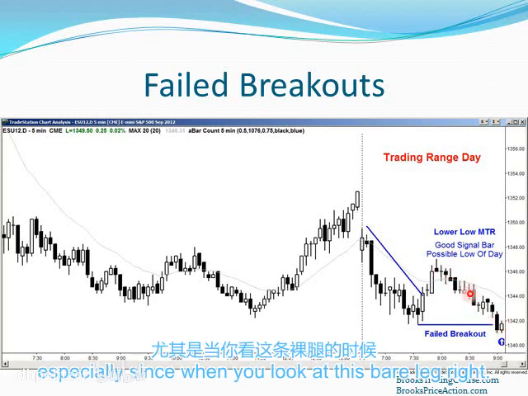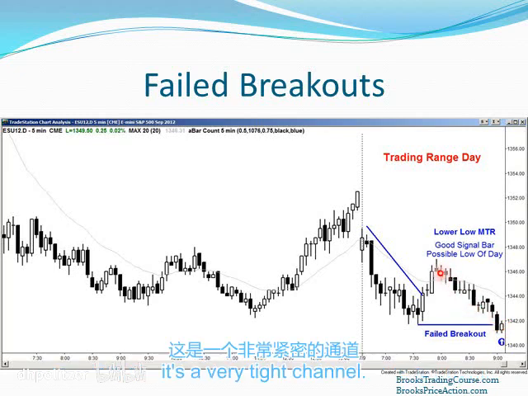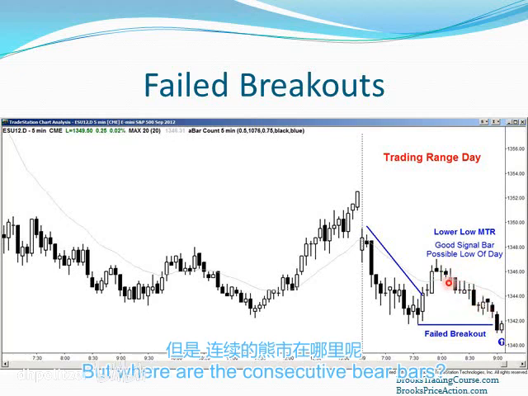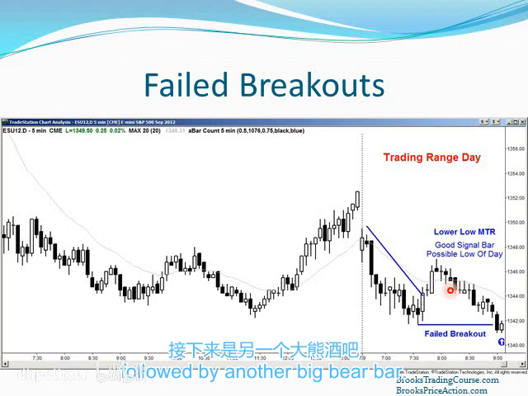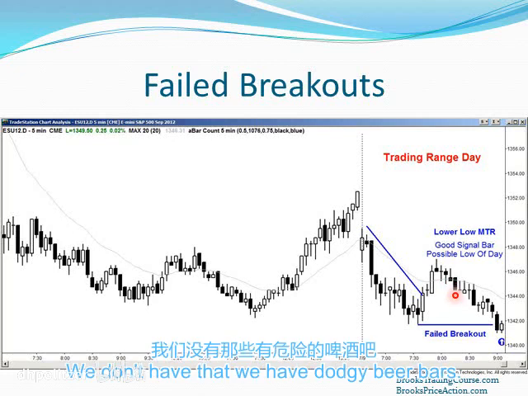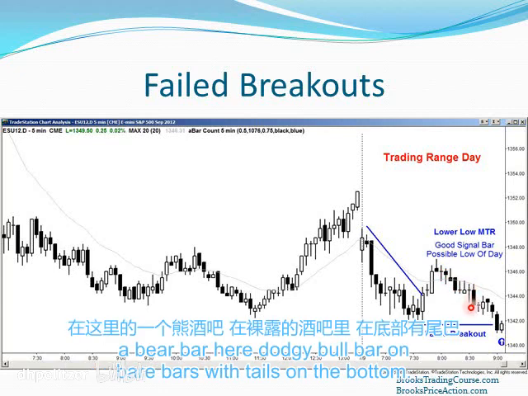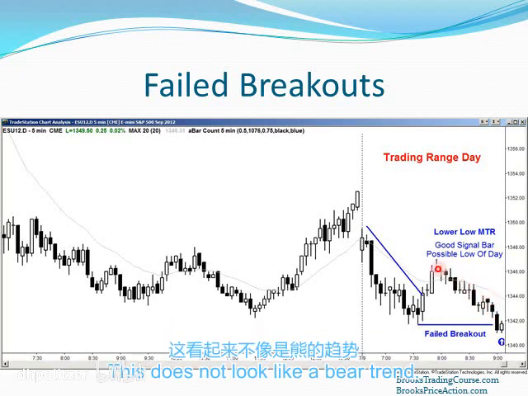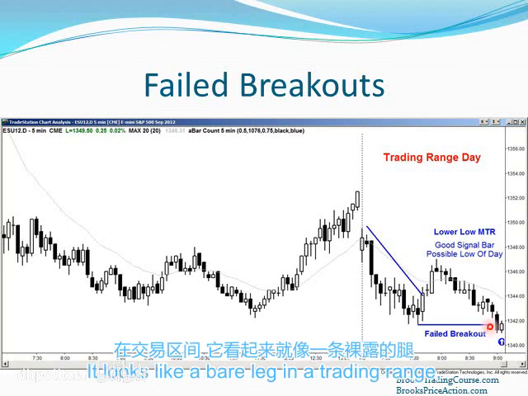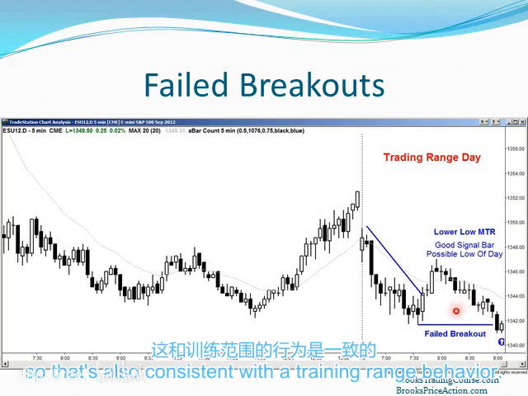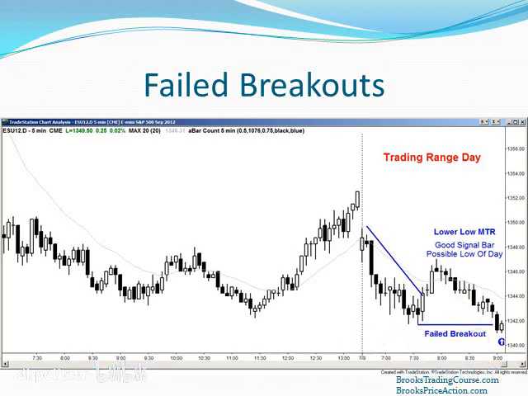Especially since when you look at this bear leg, all right? Yes, it's a very tight channel, but where are the consecutive bear bars? Where are the big bear bars followed by another big bear bar? We don't have that. We have doji bear bars. We have a bear bar here followed by some sideways bars, a bear bar here, doji, bull bar, bear bars with tails on the bottom. This does not look like a bear trend. It looks like a bear leg and a trading range. So that's also consistent with trading range behavior.